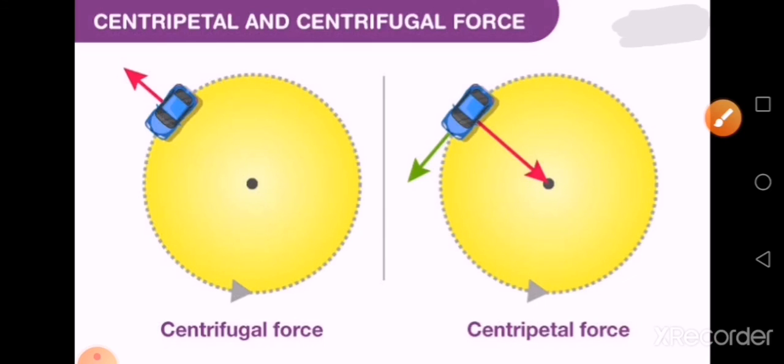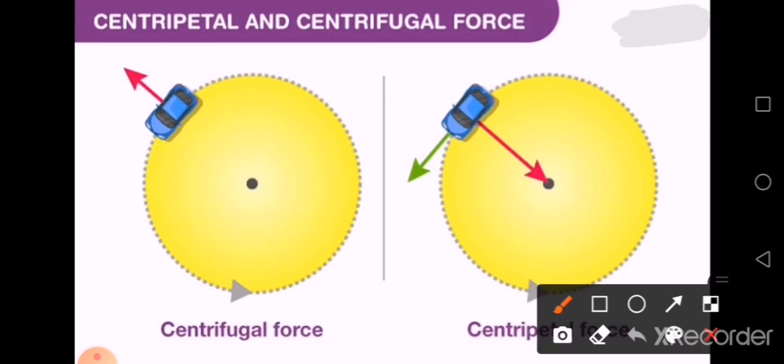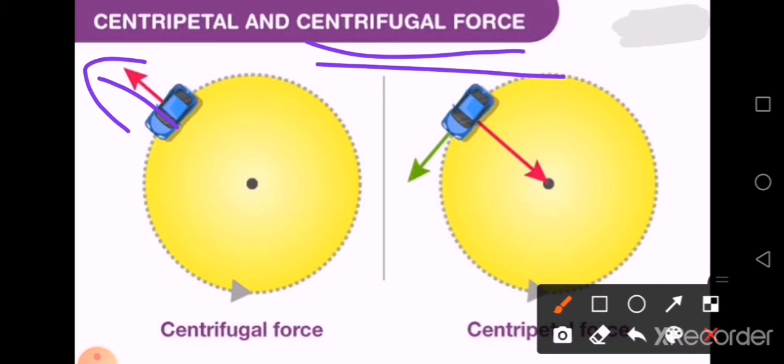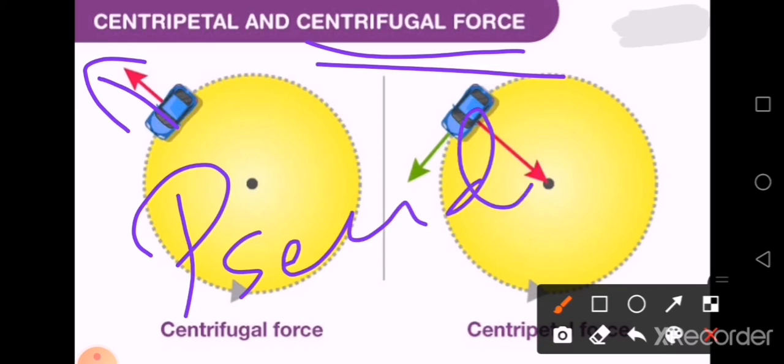Now this centripetal force and centrifugal force, you already learned in your smaller classes, isn't it? What is a centrifugal force? A force which is acting outwards, not towards the center of the circle, but outward, you call it a centrifugal force. And you have already learned that this centrifugal force is not an actual force, it is an imaginary force, or a virtual force, or you can call it a pseudo force.